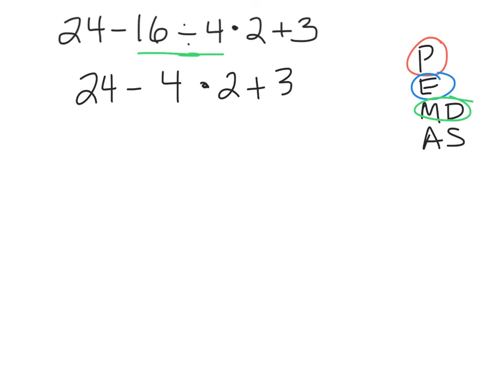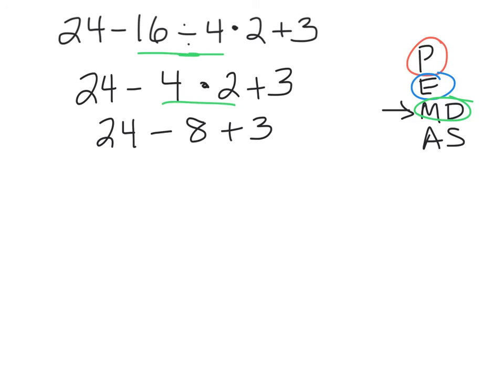plus 3. Notice we do not go right away to addition and subtraction because we still have multiplication to take care of. So we see some multiplication right here, 4 times 2. We're going to go ahead and do 24 minus 4 times 2, which is 8, plus 3.